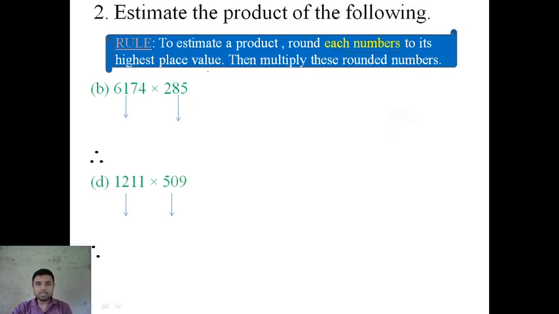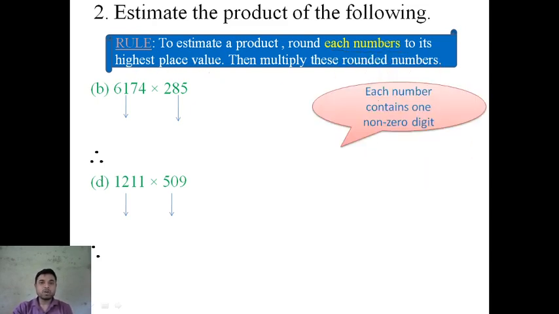Okay, and you will see one thing, that after rounding, each number contains one non-zero digit, the others will be 0. Okay, come here. So this is the given number. What is the highest place value? 6. 6 is the highest place. Okay, so when we round 6, what is the number just after 6? 1. So 1 means less than 5. If it is less than 5, no change to 6. So 6 will be 6. Now how many digits just after 6? 3 digits. So it will be 6 thousand.